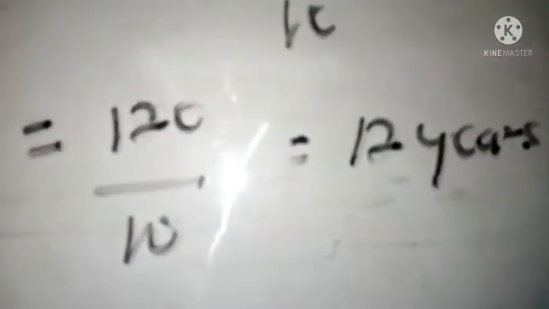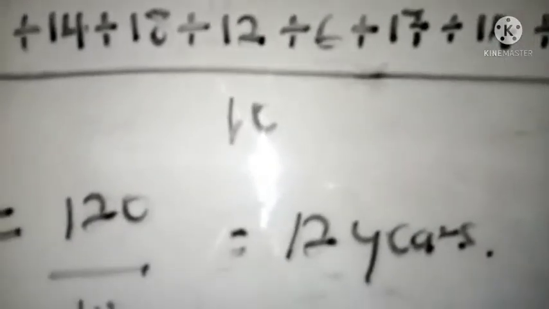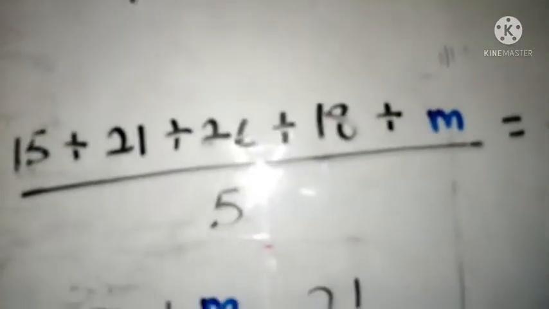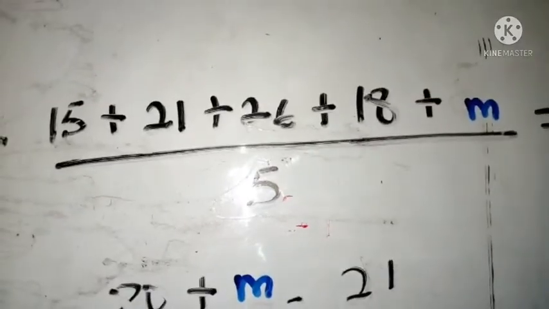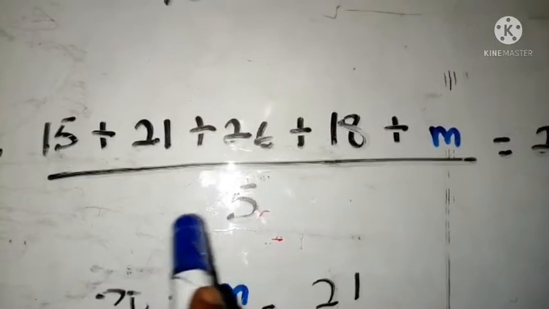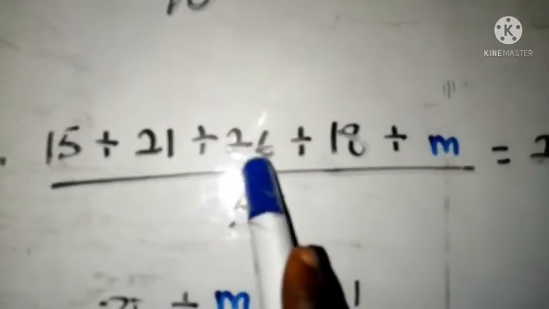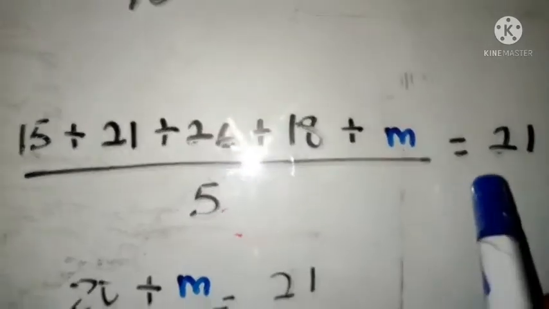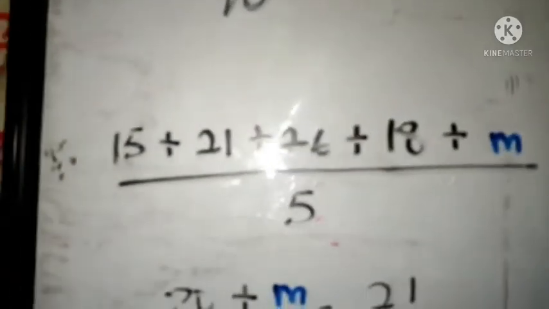Okay, so this is how simply we deal with the median, mode, and mean from a set of numbers, right? So quick one, let's look at this question here. Let's have a look at the question first. From the question you can see that we are having numbers. The numbers that we are having are 15, 21, 26, 18, and m. And then they say the mean of these numbers is 21. So how do you go about it?